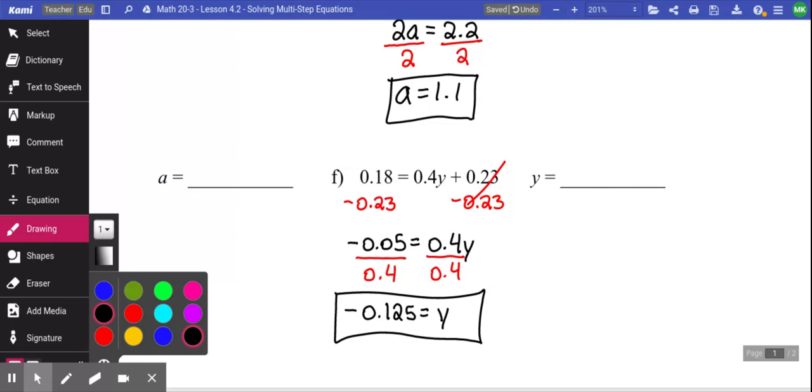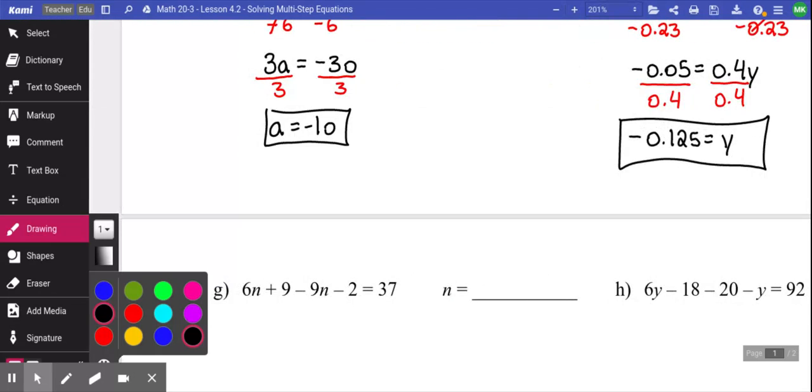Which spot? F? Hang on, I think I put it in. Okay. Cool. Oh, I did. Okay.